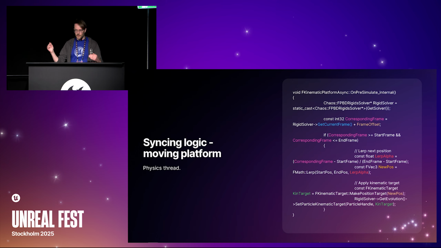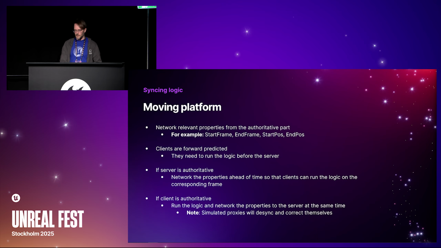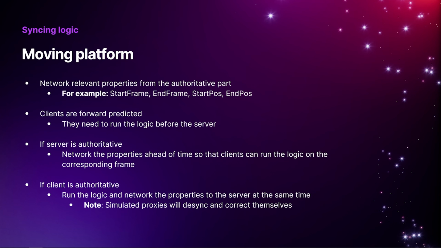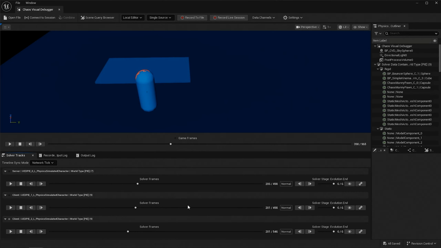You still need to network the start frame, end frame, start position, end position, etc. This logic doesn't handle the networking of it, but it handles the running in sync between client and server and during resim. That's essentially what this says. And this is how it looks.